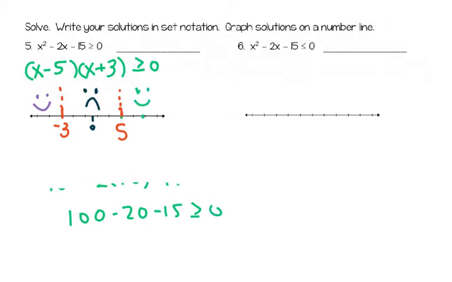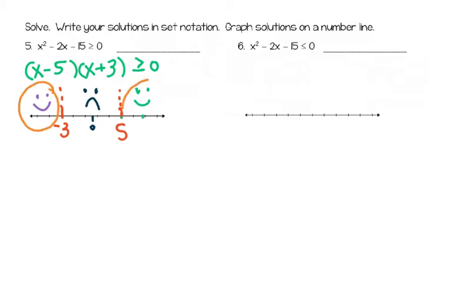So what I see is that I have two intervals of my number line that are my solutions. My solutions for this inequality are located there and there. And so when I go to write this in set notation, I'm kind of squished up there, so I'm going to write it down here.